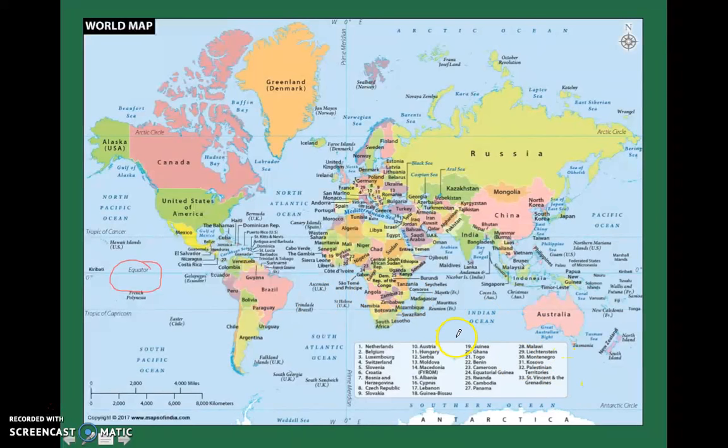How about the compass rose? Can anybody help me find that? That is correct. It is up here. However, on this map, only the cardinal direction of north is indicated. How about the scale? Can anybody help me find the scale? It is down here to the bottom left.